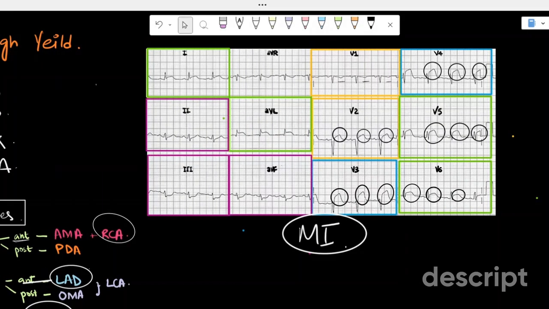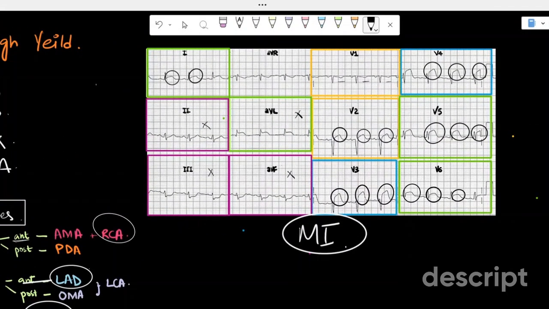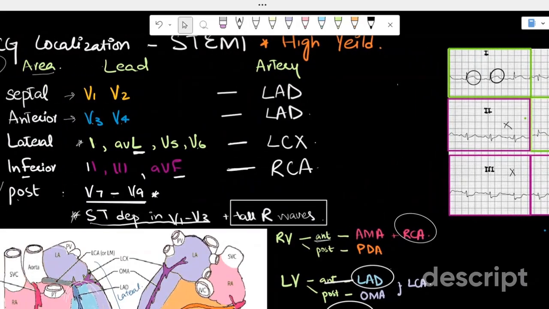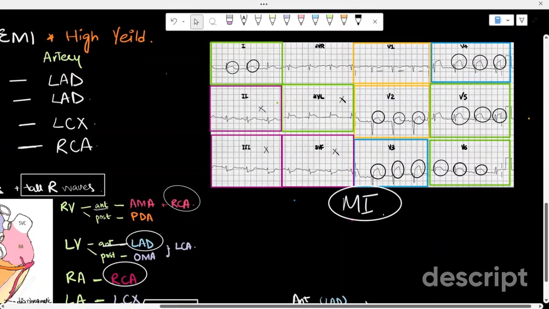Okay, now coming on to lead 1, it shows ST elevation. Lead 2, however, does not show ST elevation. Lead 3 does not show ST elevation. AVF does not show ST elevation. Then ST elevation is present in AVL as well. AVR is normally not considered because it is not denoted by any area. So let's correlate it. Lead 1, AVL, V5, V6.